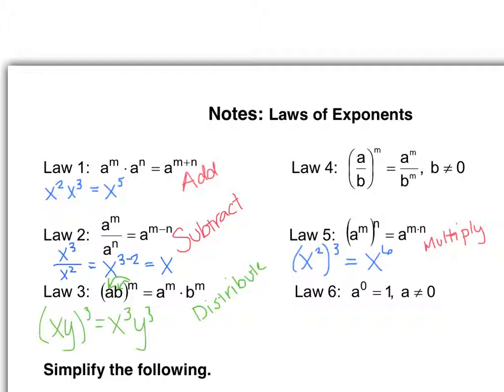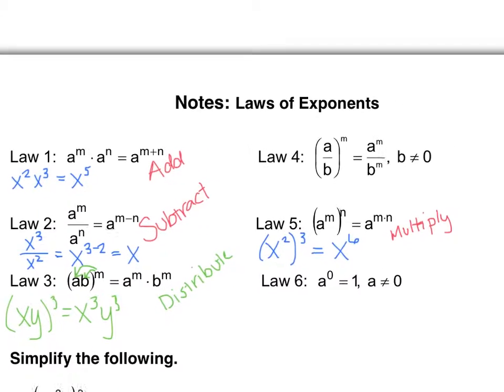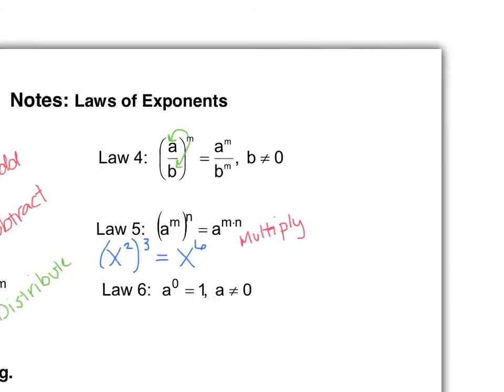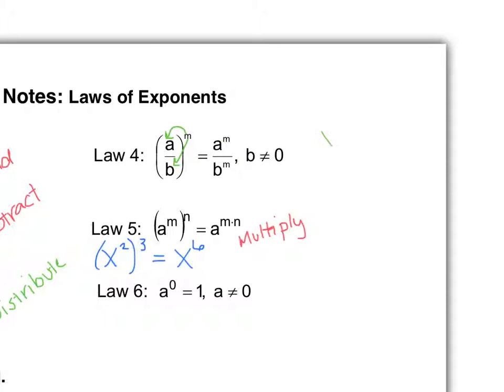All right. A similar thing happens up top with law 4. Again, we distribute. So the m goes to both the a and the b. An example of this would be, say we have x over y all cubed. So you get x cubed over y cubed.